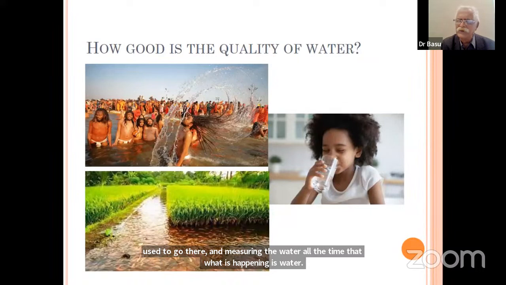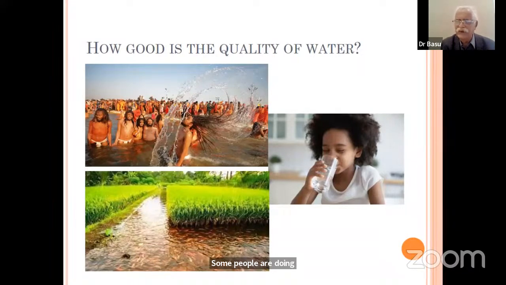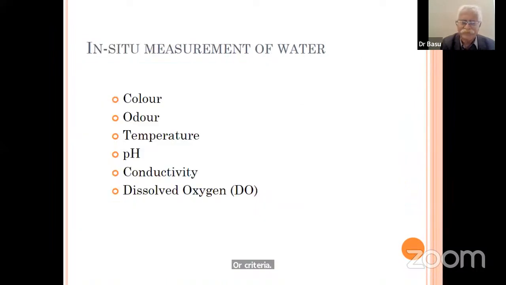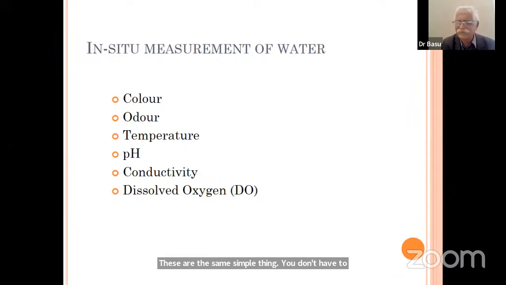Some people use water for agriculture. Some people use water for fish culture. So they have different requirements. The water may be good for agriculture but not good for drinking. So each and every activity needs a standard or criteria. So how do you measure? These are simple things. You don't have to measure big. You go to the water, see the color, take the water and smell it. Then check the temperature of the water.